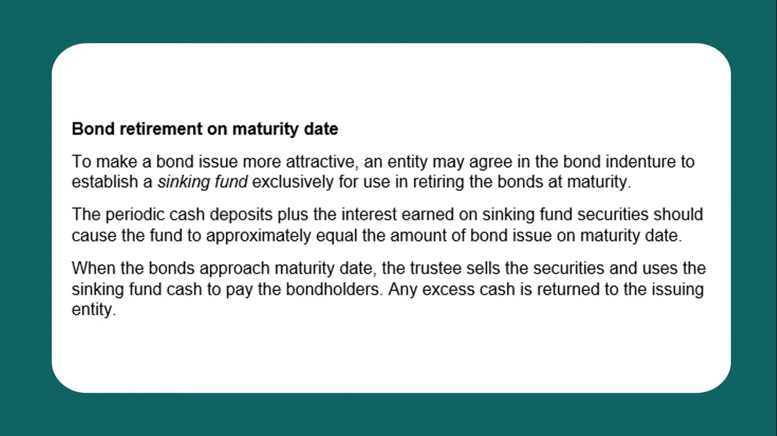Now, to make a bond issue more attractive, the entity may agree in the bond indenture to establish a sinking fund exclusively for use in retiring the bonds at maturity. When you say sinking fund, this is a type of fund set aside solely for the purpose of retiring the bonds at maturity. Meaning, this fund is established for the entity to be able to settle the said bonds when they become mature. So the entity prepares for this fund para inag-abot sa panahon na sila'y pang bayad.